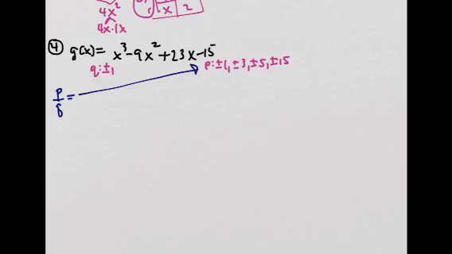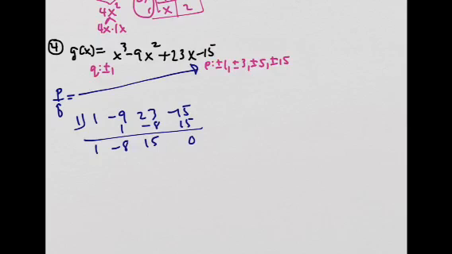So let me start with 1. And we get 1, negative 9, 23, negative 15. Bring down the 1, negative 8, 15, 15, and 0. And it worked. First one worked. Cool. Okay, so what does that mean now?